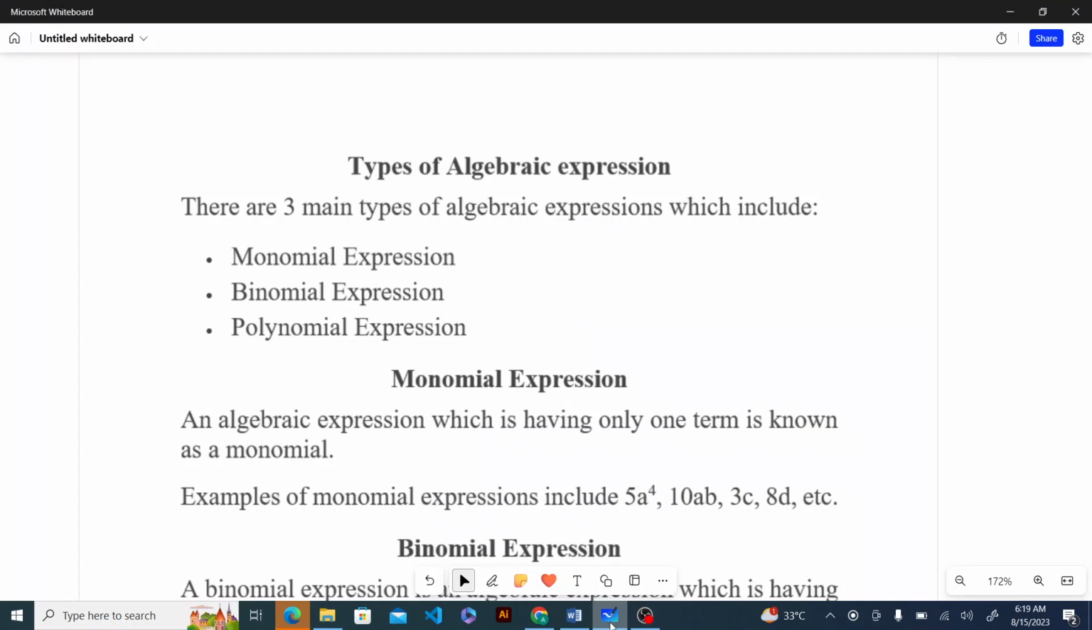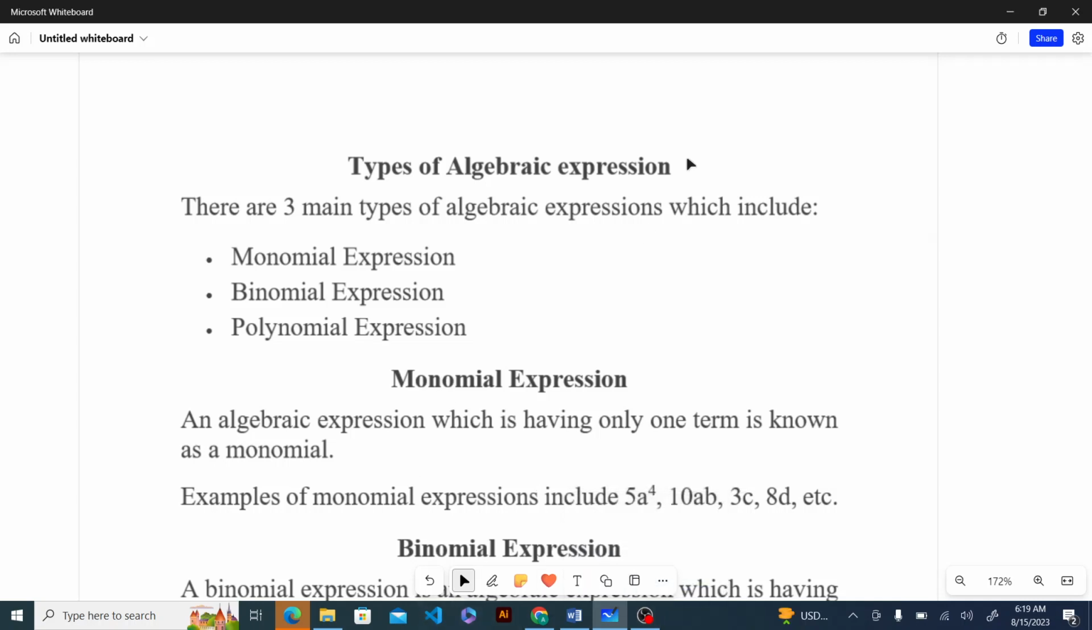Today's topic is types of algebraic expressions. As you know, in the last video we did algebraic expressions, and now we are going to do the types of algebraic expressions. So mainly there are three types of algebraic expressions. Number one is monomial expression, then binomial, and then polynomial. Okay, so the first one is monomial expression.